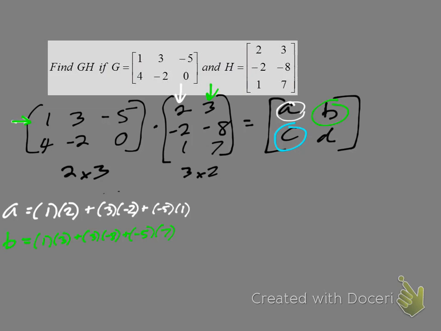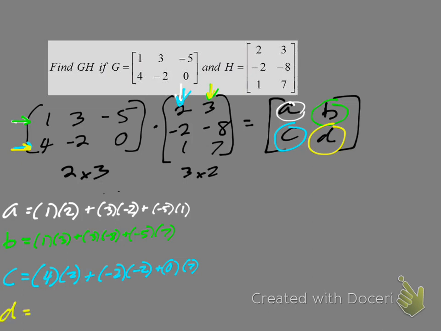C. Done with that row. Go to your next row. C equals 4, 2, negative 2, negative 2, 0, 7. C is in your first column, so you use the first column here. D's in your second column, second row, so you use the second row, second column, right here.